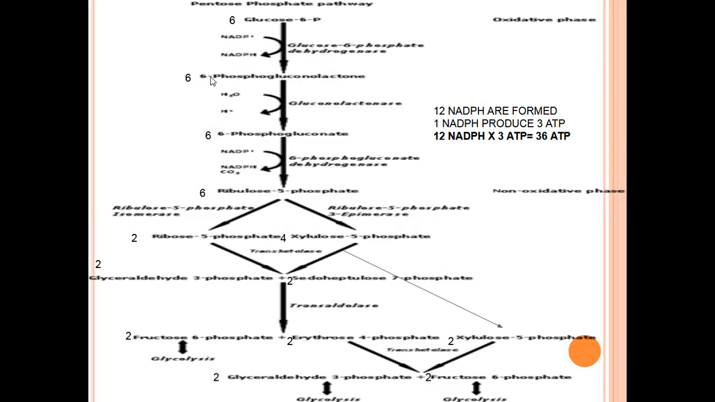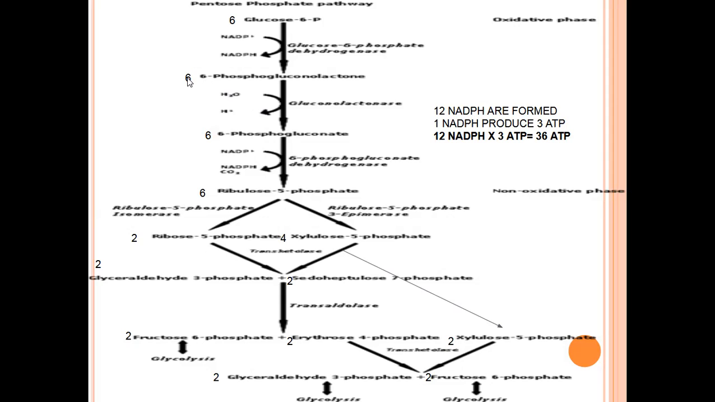Now the next reaction: 6 molecules of 6-phosphogluconolactone convert into 6 molecules of 6-phosphogluconate in the presence of gluconolactonase enzyme. In this reaction, 6 molecules of water are utilized.